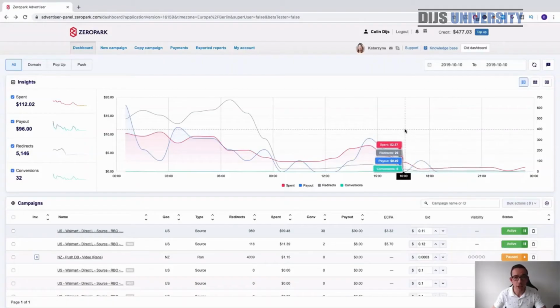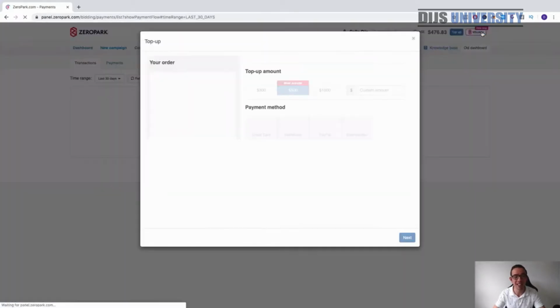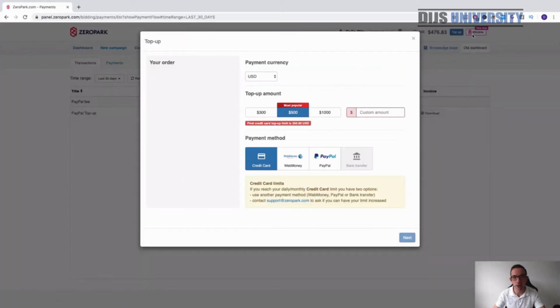As you can see, I'm in the Zeropark dashboard right now, and what we're going to do is increase our credit. So right now it says $477.03, and right next to it, it says top up. Top up meaning depositing extra credit into your account.